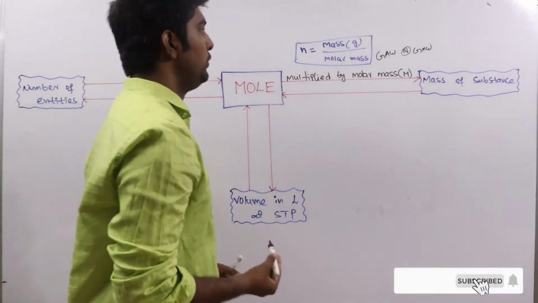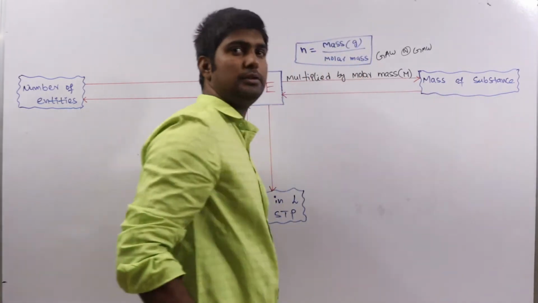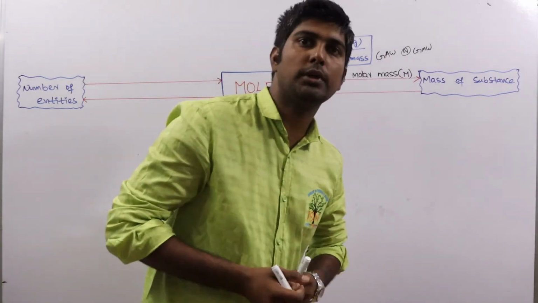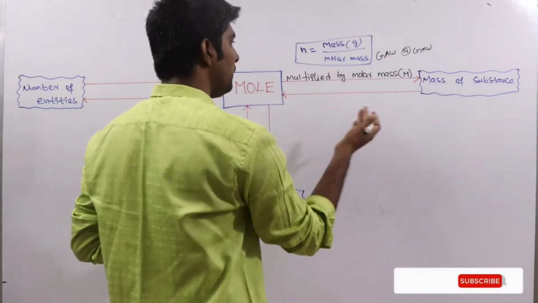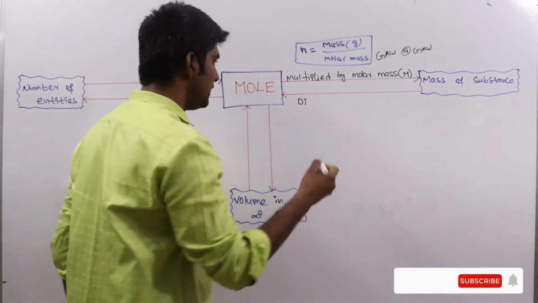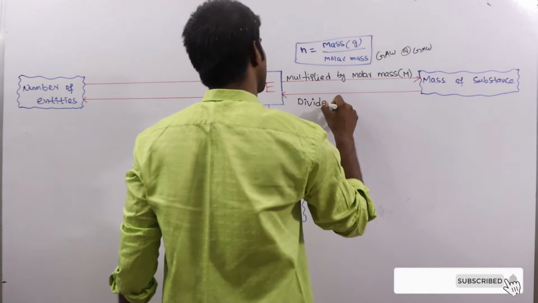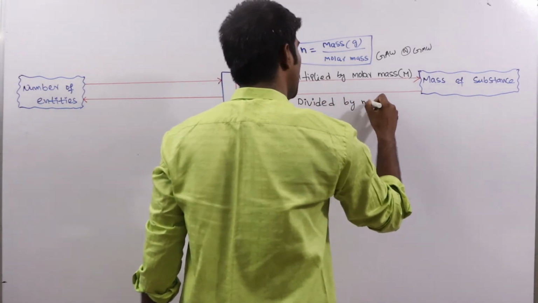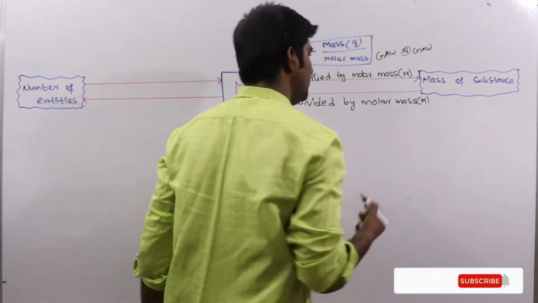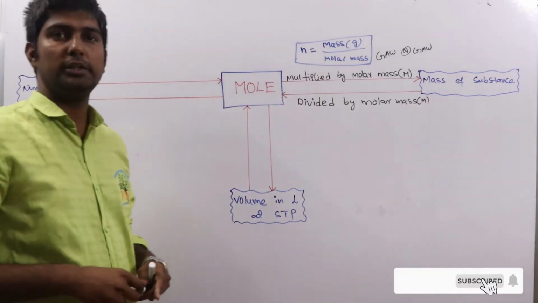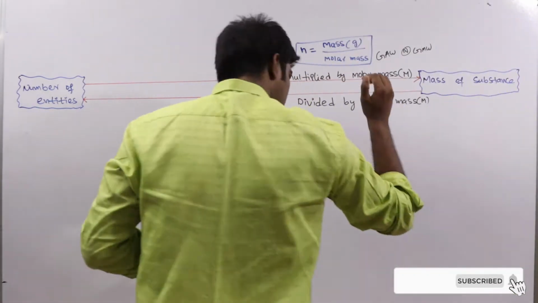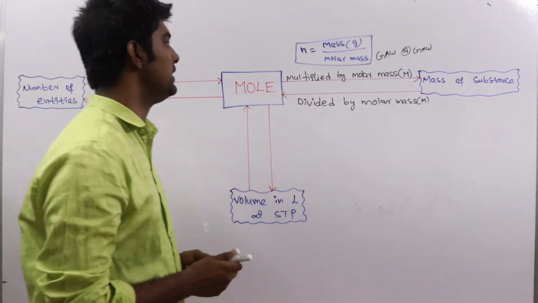Or suppose they give the mass of the substance and ask you to find how many moles are there in that many grams of the substance. Here what we have to do is divide the mass of the substance by the molar mass, then we get the number of moles present in that substance. Let us discuss an example, then you can understand very easily.